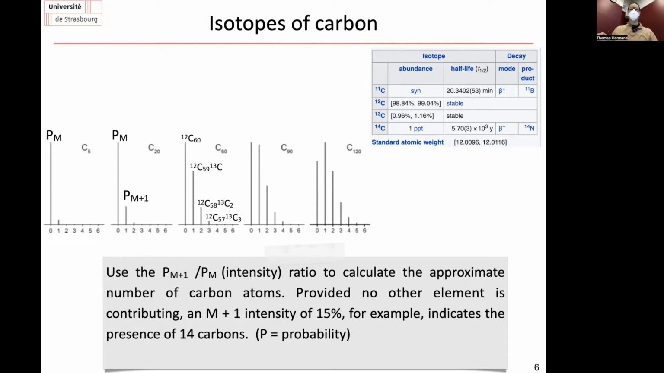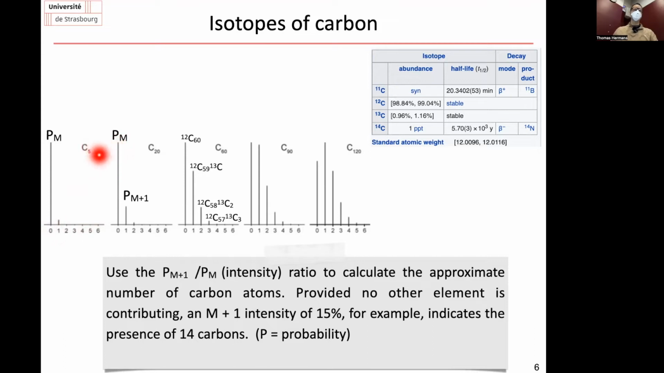So if you have molecules that include more than 1 carbon, the probability that you will find a carbon-13 will be higher, right? So the main peak, let's call this the PM. This is the probability that you will have, let's say, only carbon-12. If you have a small molecule with, let's say, 5 carbon atoms, that is very high, and you have this 1% chance.